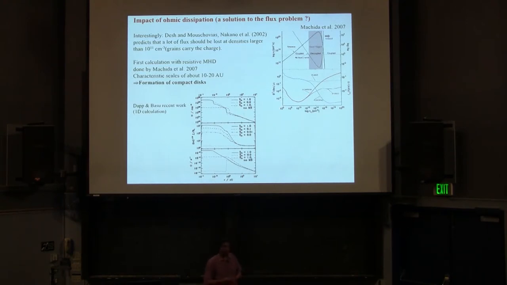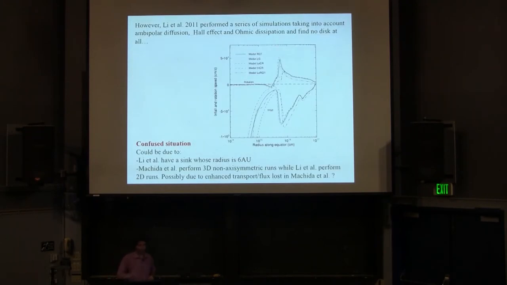But the scale of this disk is probably small. How small, it's unclear. Bazou and Dab and Bazou find a few AU disks. Machida et al. find more like 10, 20 AU disks. The situation is a bit confused. Li et al. did not report the formation of a disk in their simulation. Well, they have a big sink particle, so there may be a numerical issue.